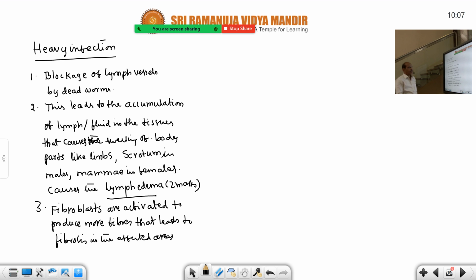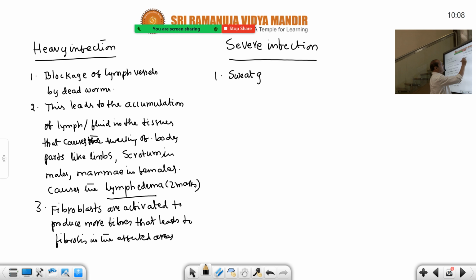This is heavy infection. And lastly, you keep a heading here, severe infection. Up to this was filariasis; now we are discussing elephantiasis. Light infection, heavy infection, severe infection: you keep headings like this when we discuss pathogenicity. So, during severe infection, what happens? The sweat glands disintegrate. Sweat glands lose their function. Disintegration means they almost degenerate in the affected areas.